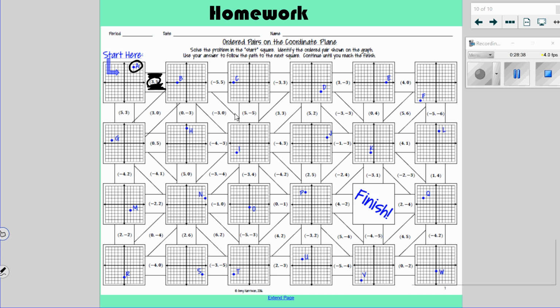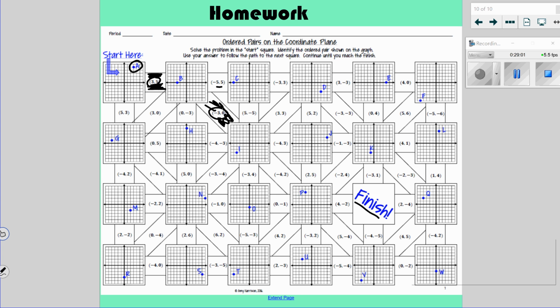Then I go to my next one. From here, again, I always start at origin. I go 3 left. That makes it a negative 3. But then I'm not going to go anywhere up or down. So that makes it a negative 3, 0. So I look at all the different ones. Here's my negative 3, 0. So this is the one I'm going to go down. Make sense? So you're going to go all the way through here, and you're going to end in the finish.